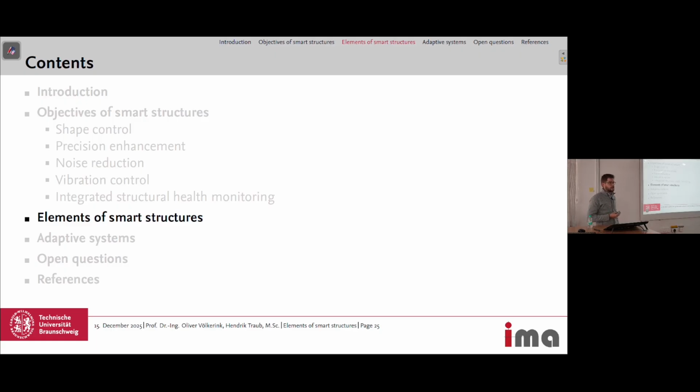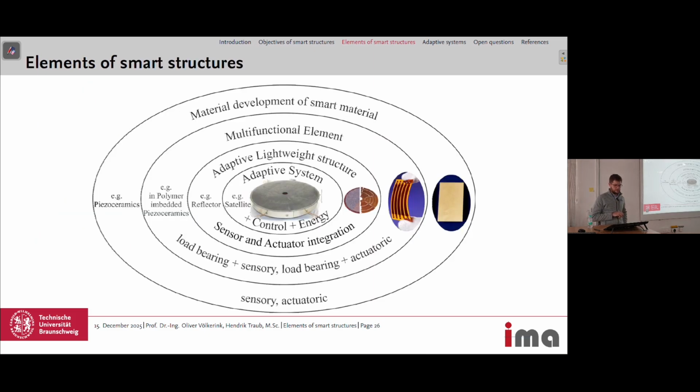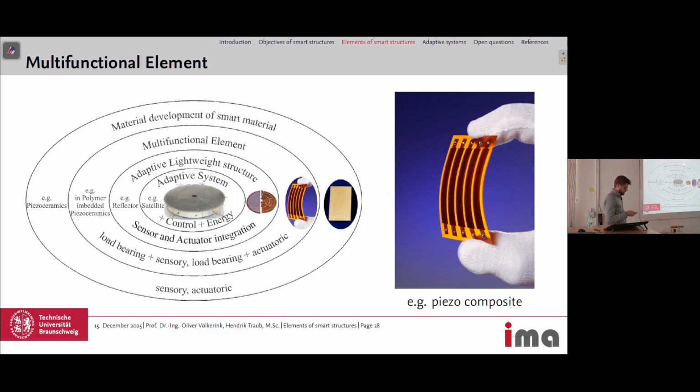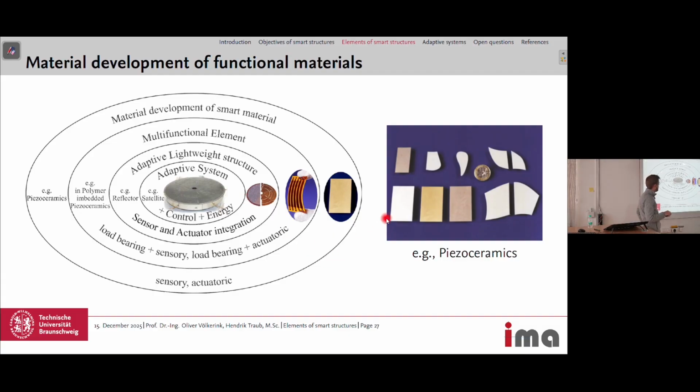So now we go over to the elements of smart structures itself, what is really needed to build up these structures. I've brought this kind of figure, which is made of rings from outside to inside. We need smart materials, for example, piezo ceramics, for the sensors and the actuators. Here you can see the piezo ceramic materials as an example, and this is also the first element we will focus on. It's the piezo ceramic or the functional materials itself.